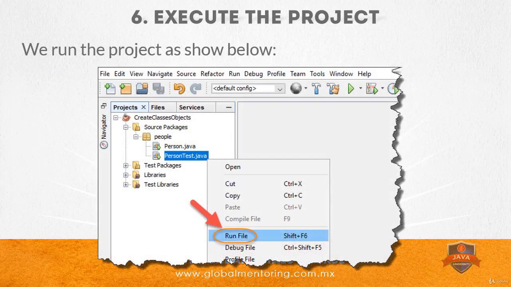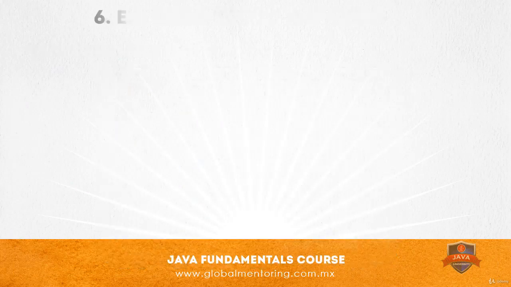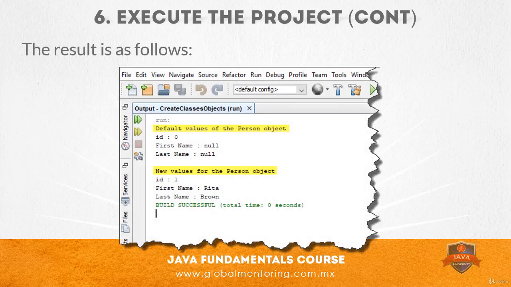So we run the PersonTest file, right-click and run file, and the result is as follows. The default values of the Person object: ID is equal to 0, first name is equal to null, and last name is equal to null. Remember that first name and last name are of type String, and the default value for an object type is null, but the default value for type int for the ID attribute is equal to 0. So this is the first call.